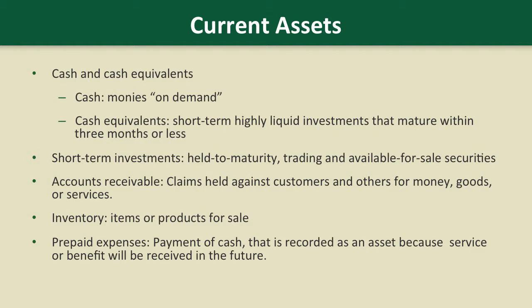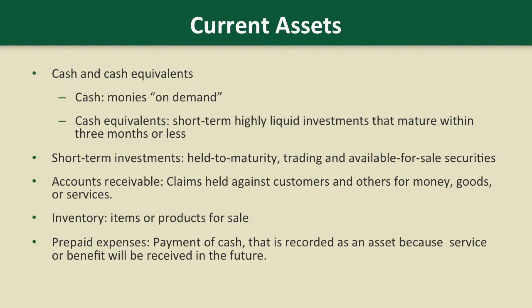Next, we're going to list accounts receivable. Accounts receivables are the monies your customers owe you after they purchase services and or goods from you. Inventories are the items or products for sale. Prepaid expenses are the payments of cash from you to your vendor. It is called expenses, however, it is an asset.